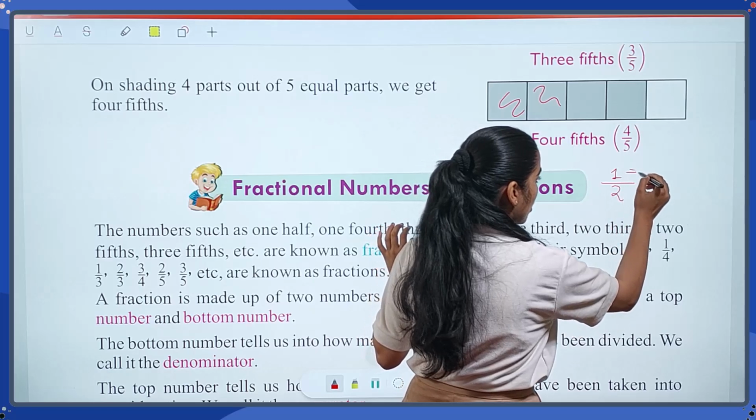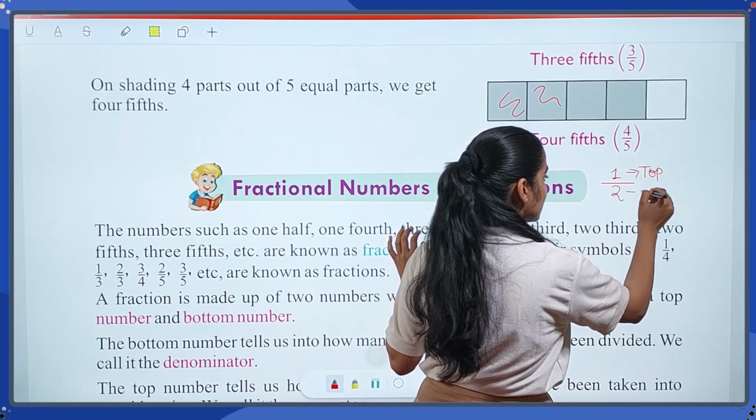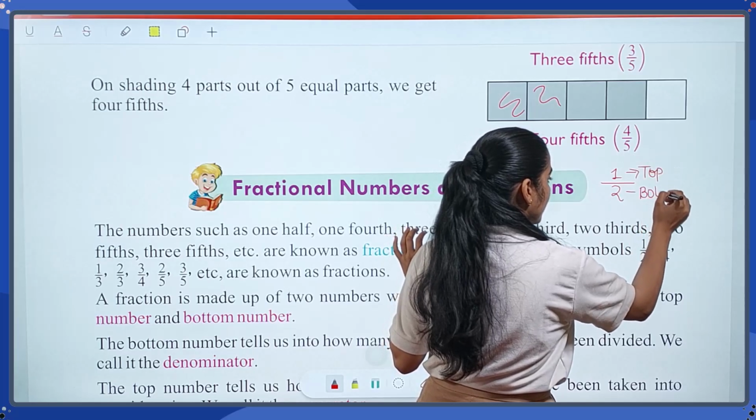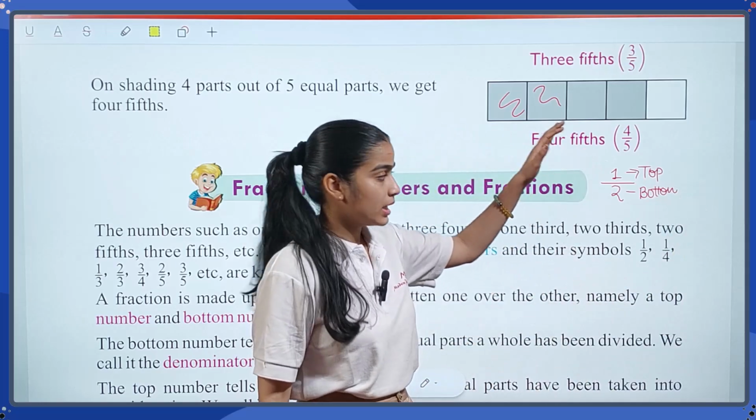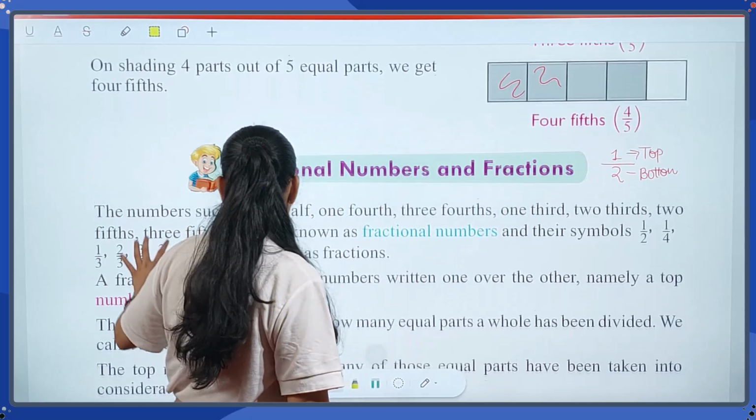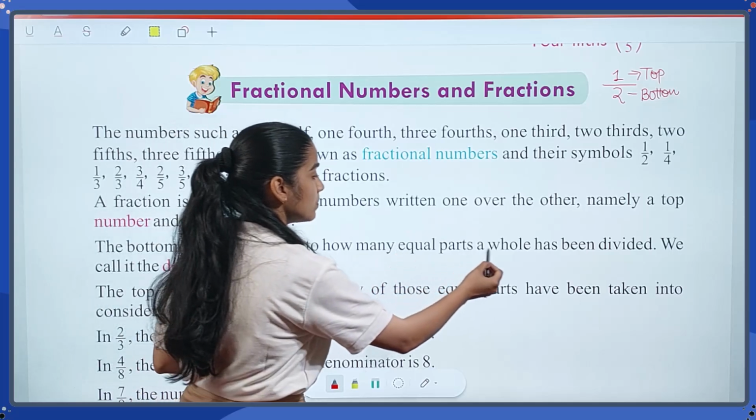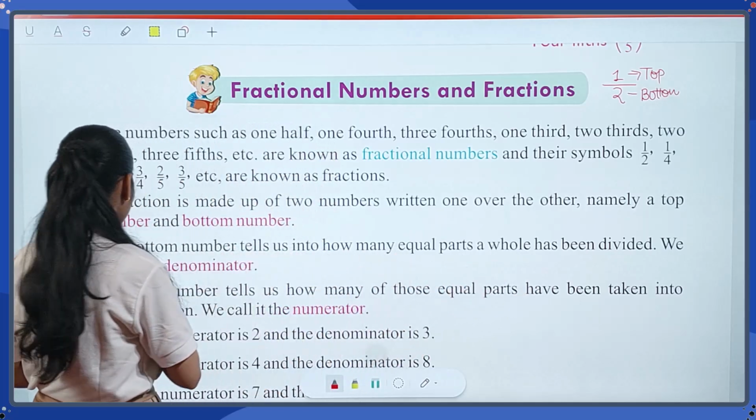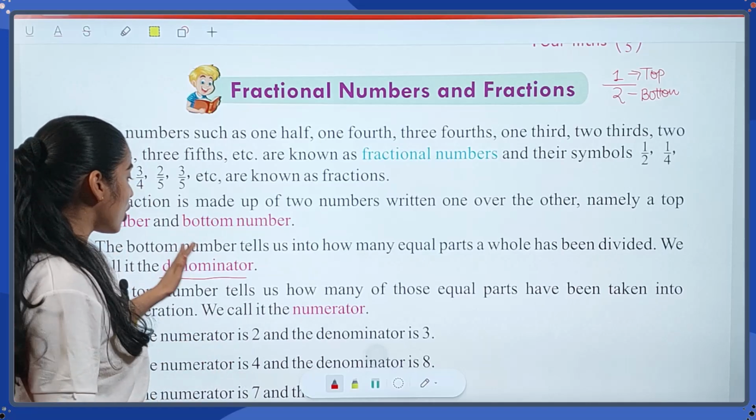So, this is the top number because it's above the line, and this is the bottom number because it is below the line. Now, we take a specific name for top and bottom. What is the name for the bottom? The bottom number tells us into how many equal parts a whole has been divided. We call it the denominator. All of you repeat after me, denominator.